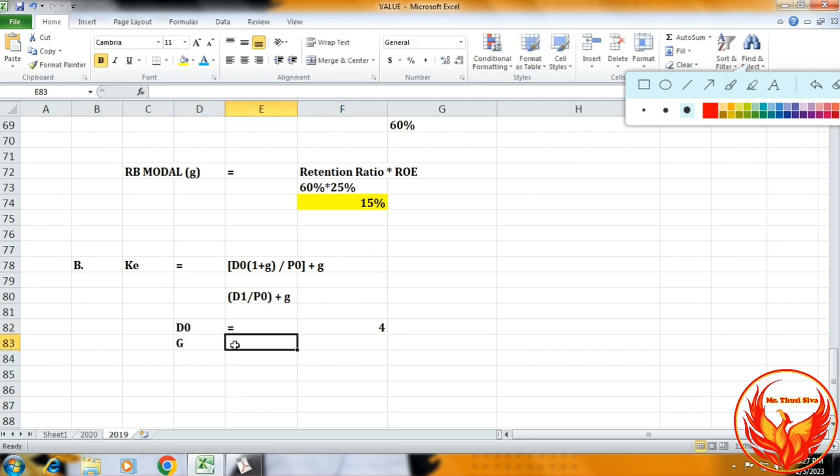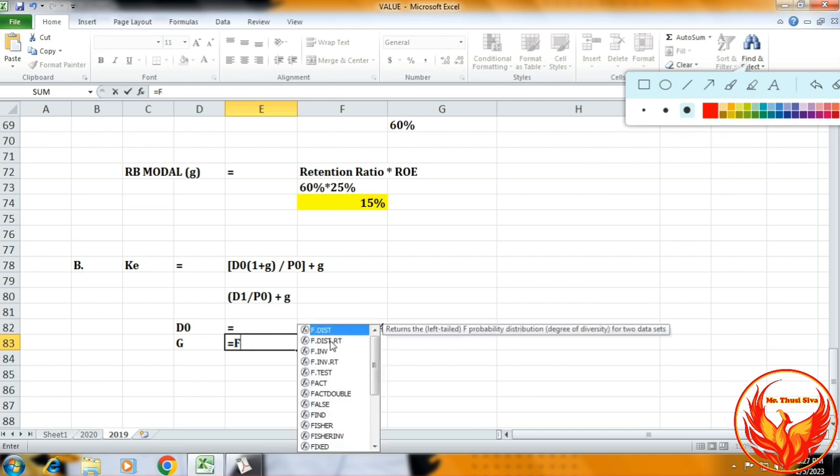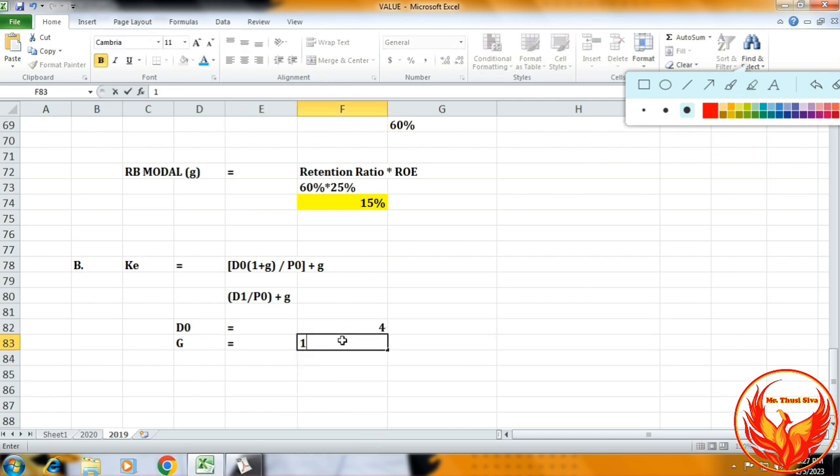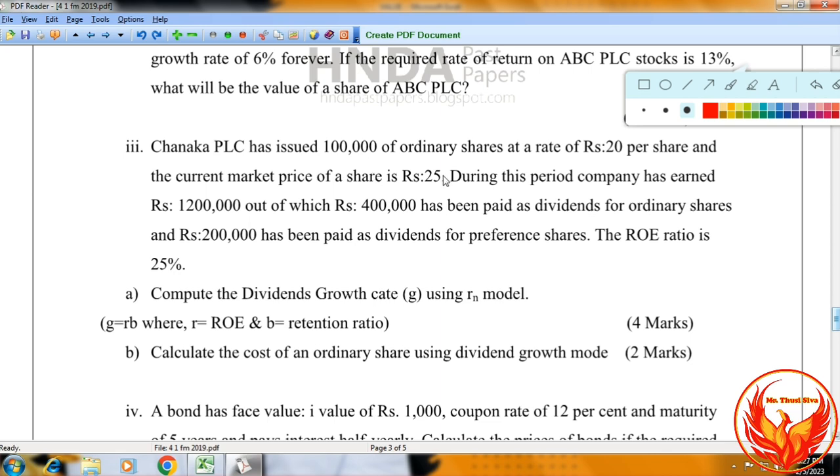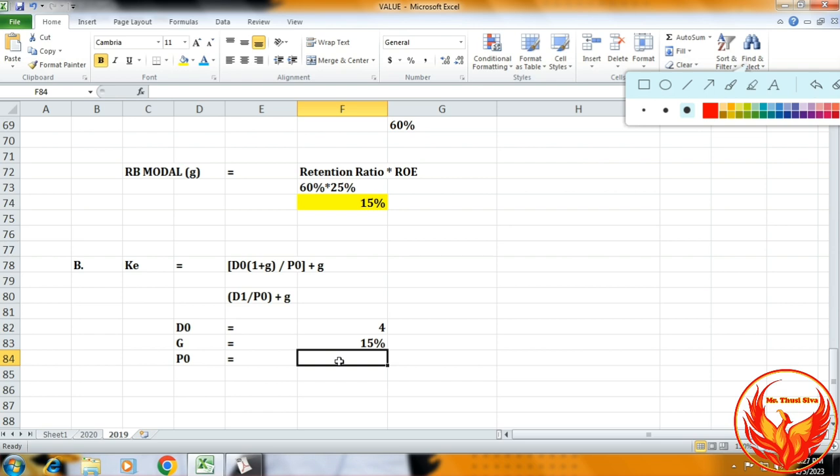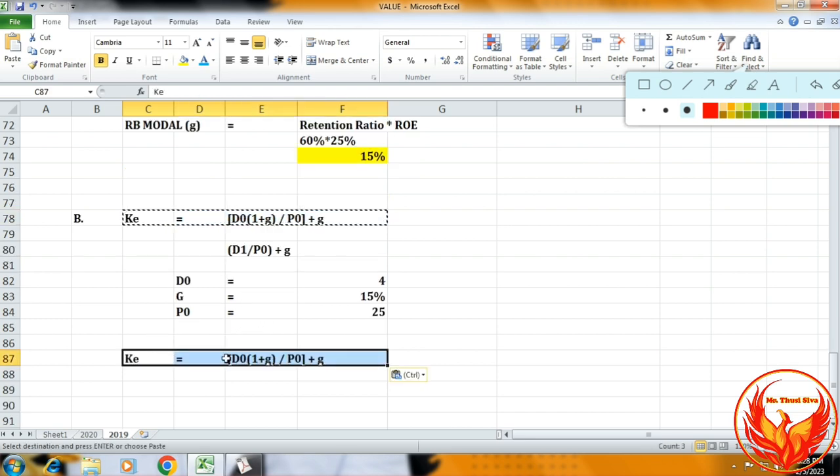Growth rate, which we calculated through the RB model, is 15%. P naught is also given in the question as rupees 25, the current market value of the share. So now we can calculate the KE, cost of ordinary share capital, through this equation.